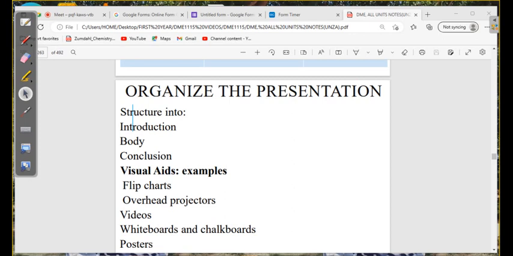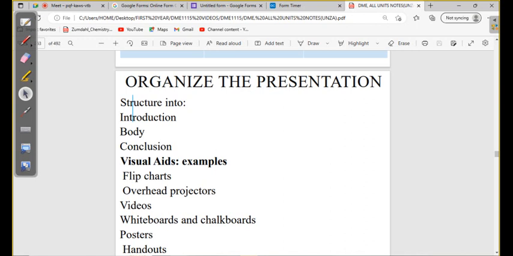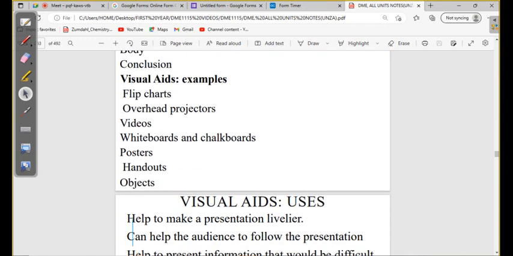Now, some important things that you get to use when you are making this presentation are what we call visual aids. Visual aids are just things that you are going to use to help you present. When you are just speaking, people might not be able to get what you are saying. At least people can see what you are talking about. So, you can use flip charts, overhead projectors, videos, whiteboards and chalkboards, posters, handouts, even some objects.